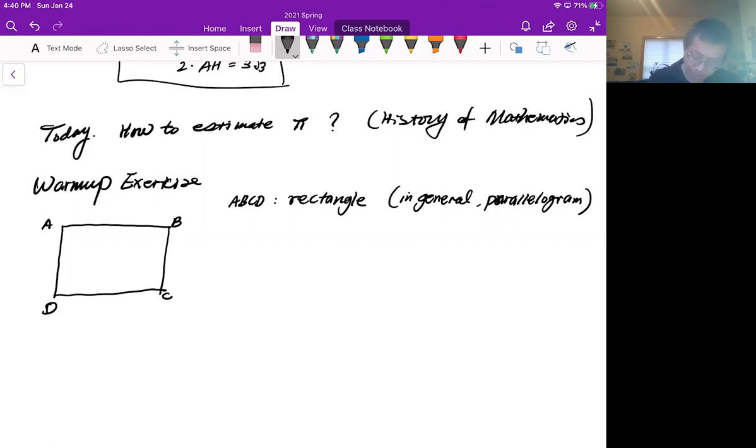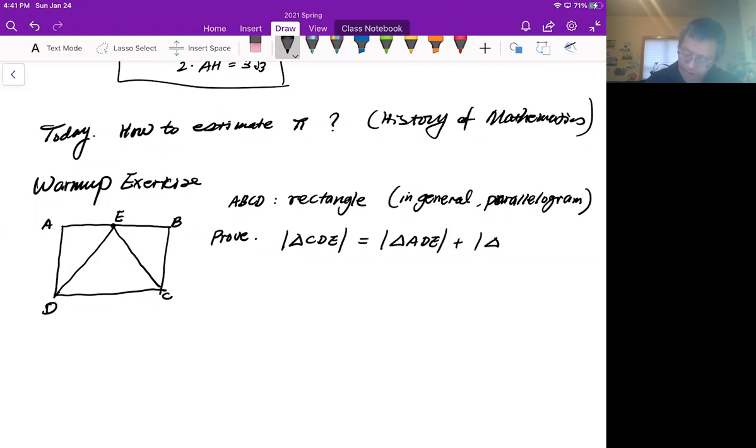All right. And then you pick a point, any point from AB. E is just any point. It doesn't have to be the midpoint. Okay, it doesn't have to be the midpoint. It's just any point. So I connect this one and I connect the other one, right? And then I want you to prove, so it's actually very easy, just a warming up: the area of the triangle CDE is the area of the triangle ADE plus the area of the triangle CBE.